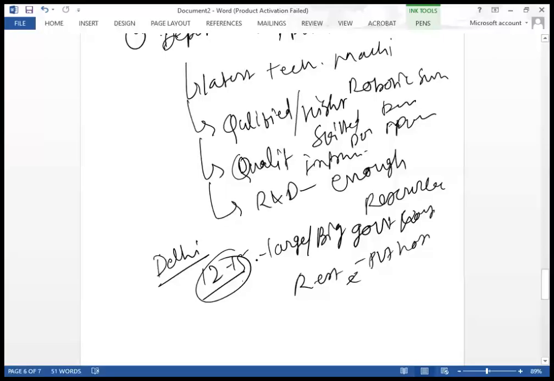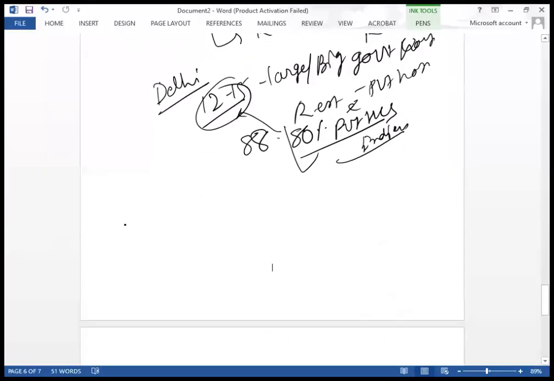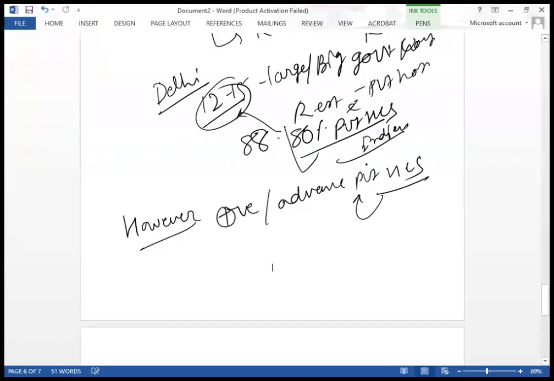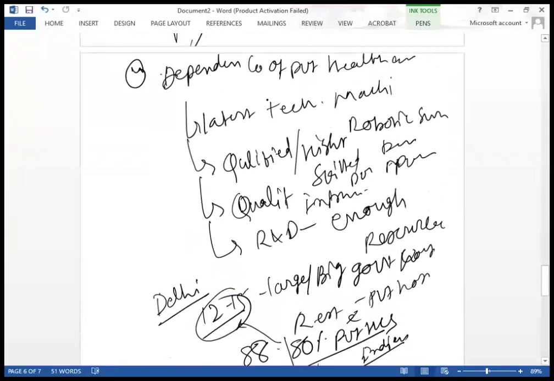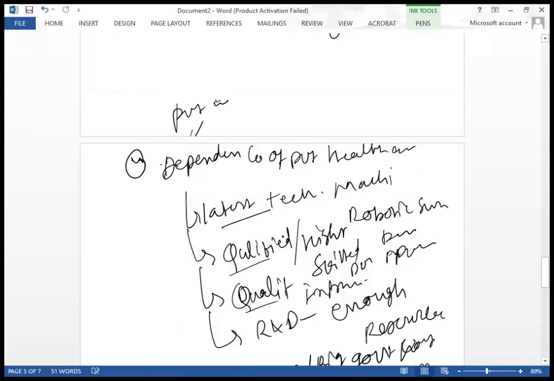And this is the report that there is 80% dominance of the private healthcare system in the Indian market. This is the dominance, and why? You have seen the scenario. However, you can link the question. However, there are some positives or advantages of the private healthcare system, and you can write down some points from here: latest machinery, qualified doctors, quality, and R&D.